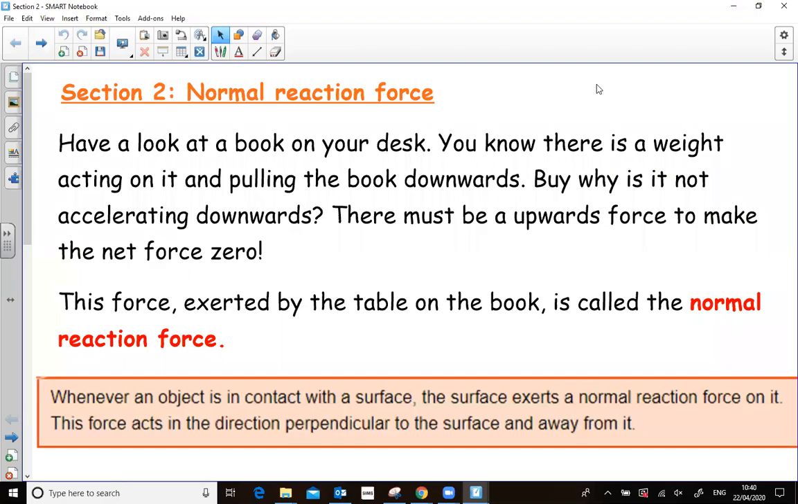Hi everyone, in our last video we looked at Newton's third law. Now let's move on to look at our section 2, which is called normal reaction force.